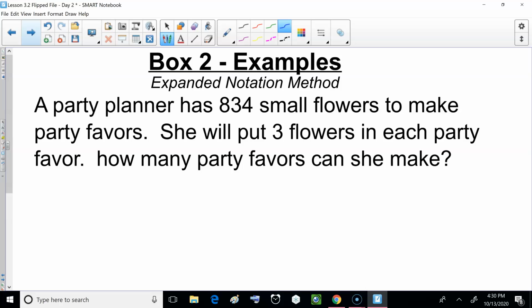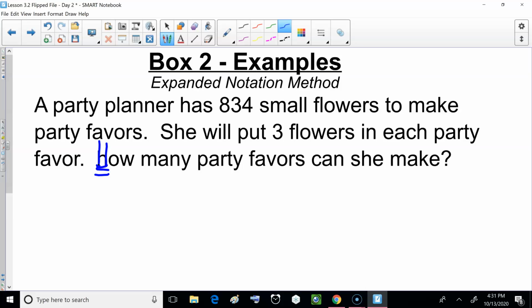Here's a word problem. A party planner has 834 small flowers to make party favors. She puts 3 flowers in each party favor. How many party favors can she make? Looks like I have to make sure I put my capitalization mark. A little grammar lesson right there. Should always start a sentence with a capital letter. So now back to my question.